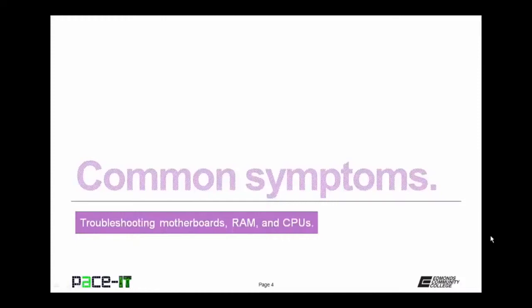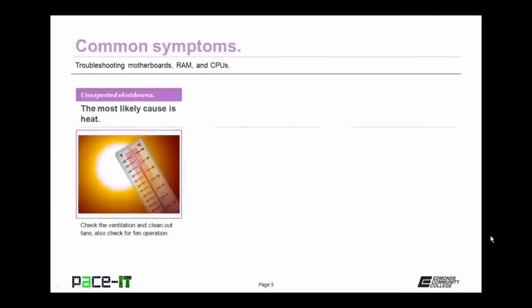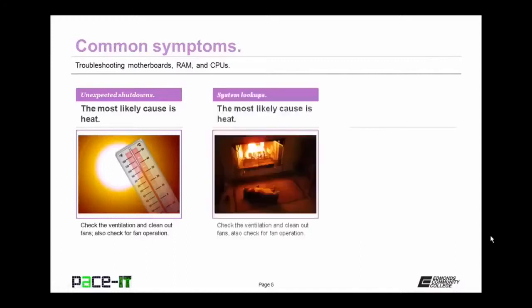We're going to begin by talking about common symptoms of problems. Now, these symptoms that we're talking about today are ones that are caused by motherboard, RAM, and/or CPU issues as a general rule. And the first one we're going to talk about is unexpected shutdowns. Here, the most likely cause is heat. Check the ventilation and clean out the fans. Also check for fan operation. System lockups. Guess what? The most likely cause is heat. Check the ventilation and clean out fans. Also check for fan operation.